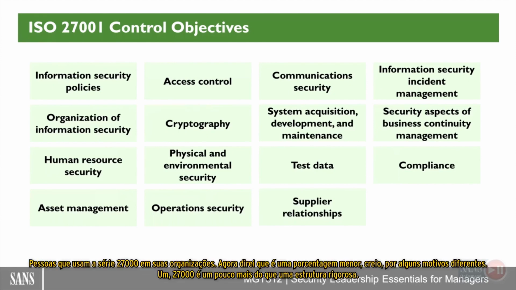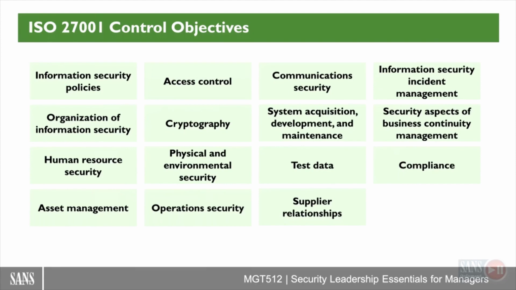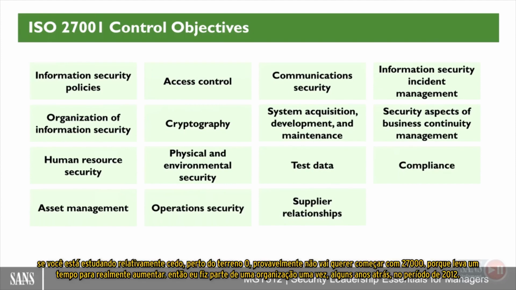People say that they do use 27000 series in their organizations. Now, I will say that it is a smaller percentage, I believe, for a couple of different reasons. One, 27000 is a little bit more of a rigorous framework. If you are starting relatively early, if you're close to ground zero, you probably don't want to start with 27000, right? Because it takes a while to actually ramp up, right?